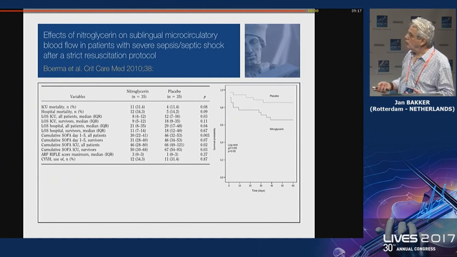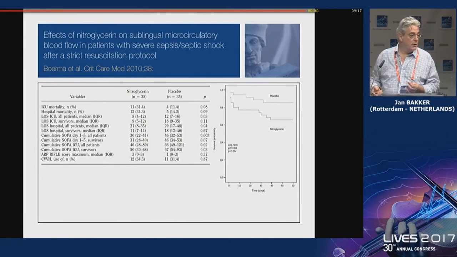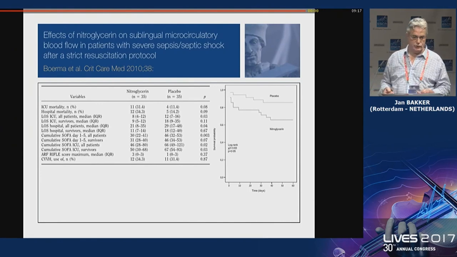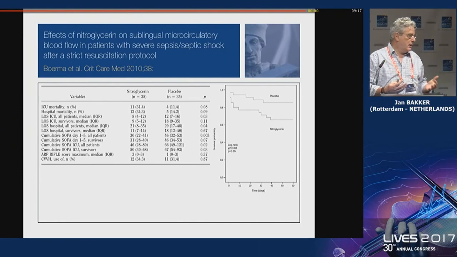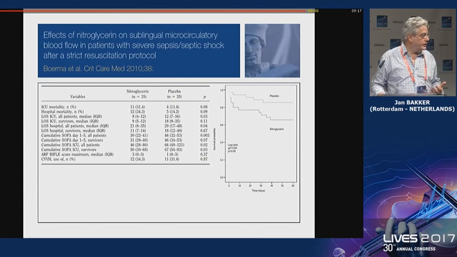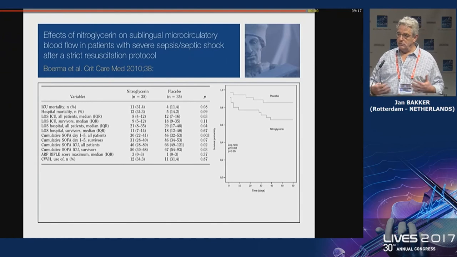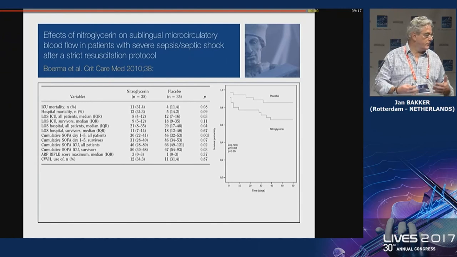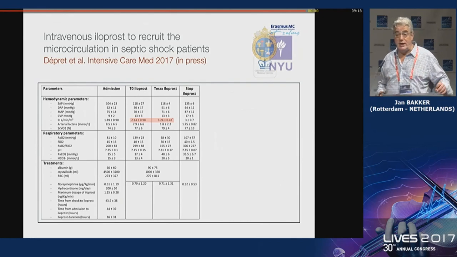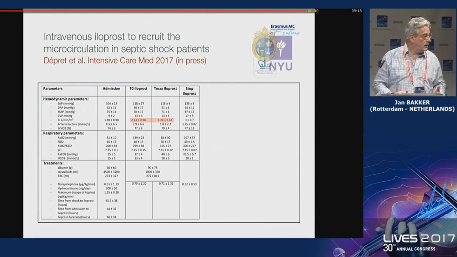And although the effect was not significant, there was a lower survival in the patients treated with nitroglycerin. Whether it was caused by nitroglycerin or not, there's no causal relationship. But, I mean, clinically it doesn't make sense to give someone nitroglycerin who has a normal microcirculation. So I think you should keep it to the abnormality. And there is something new.